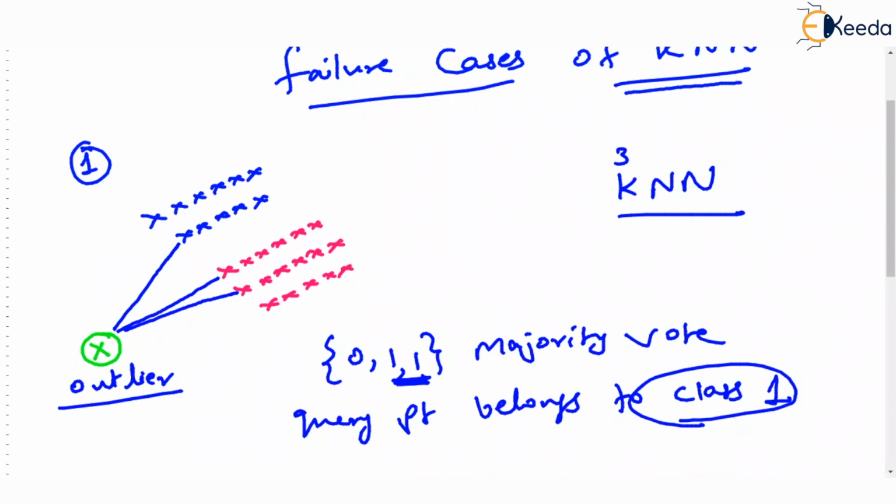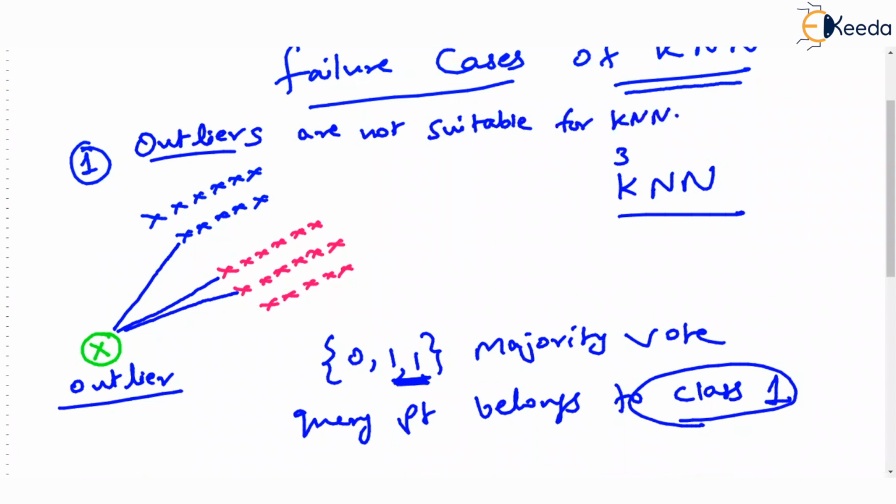So the first failure case is outlier points. Outliers are not suitable for KNN, because they will simply make KNN fail, and you can't trust this particular prediction that the query point belongs to class 1. This is the first failure.